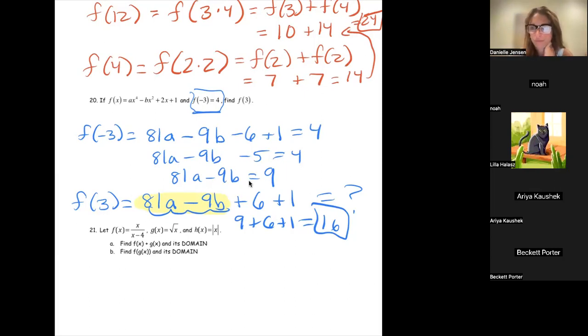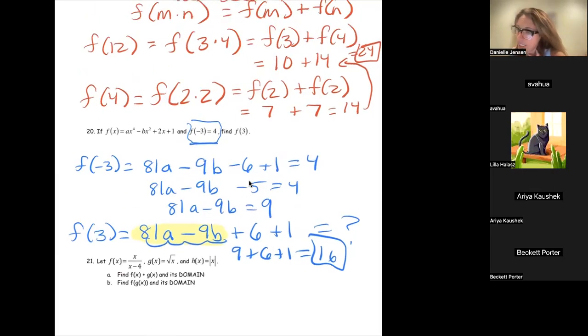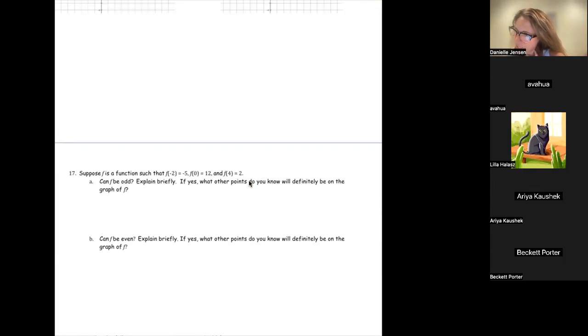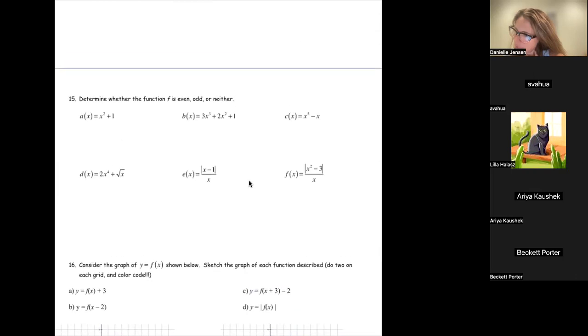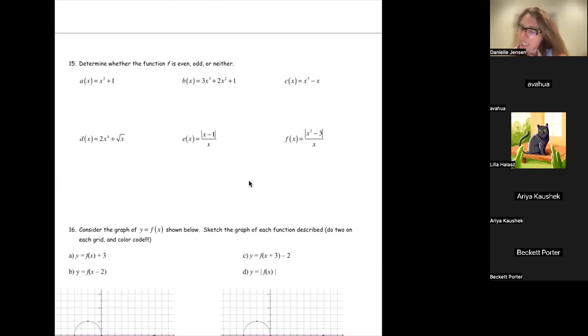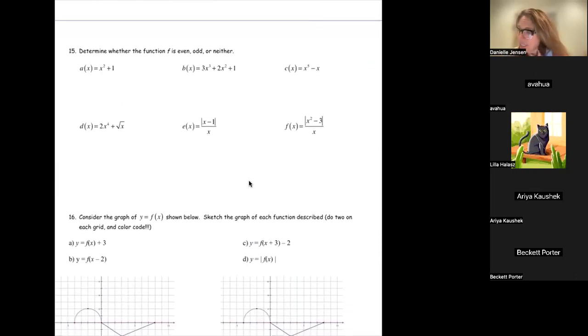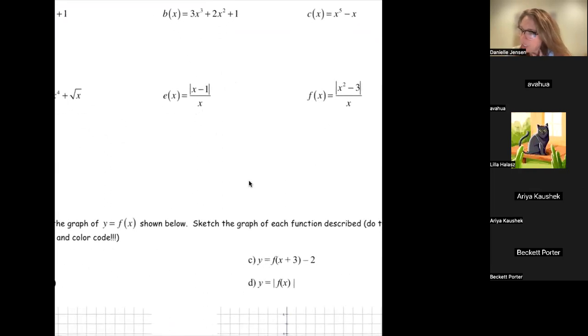Yeah, makes sense. Can you go over 15 E and F? I'm kind of confused. Is that the odd and even? Yeah. Okay, so plug in negative x. That's the first step.